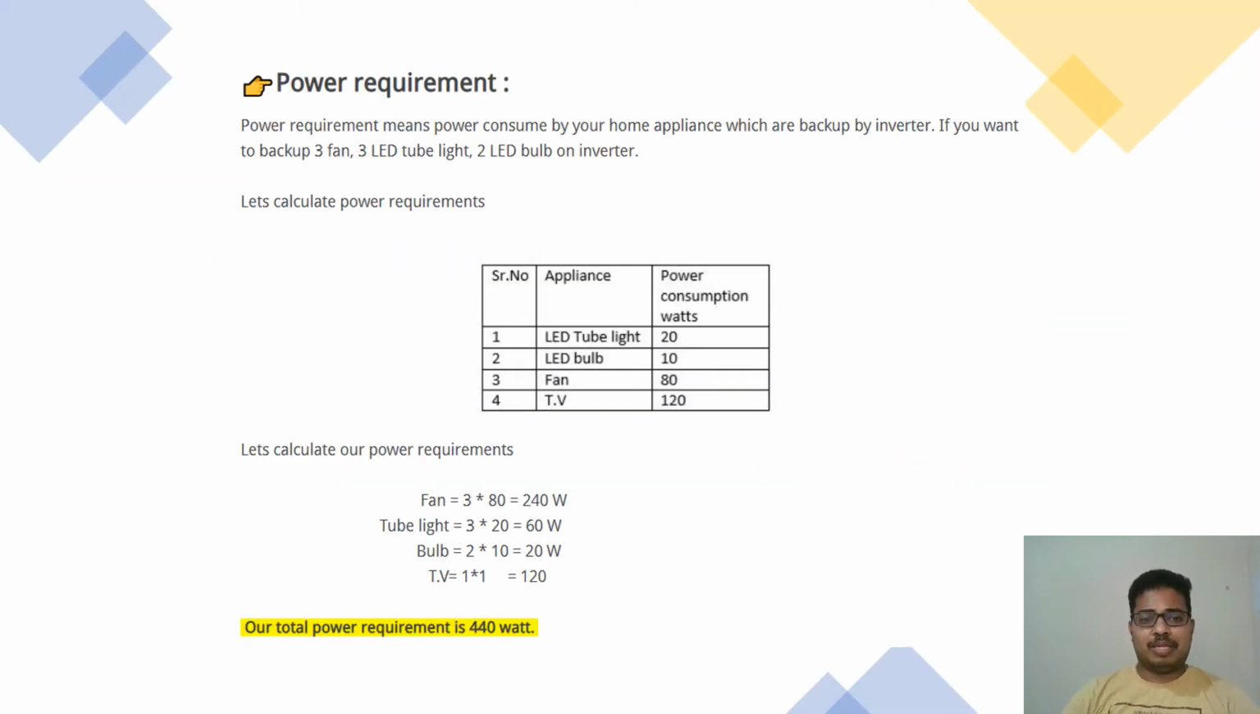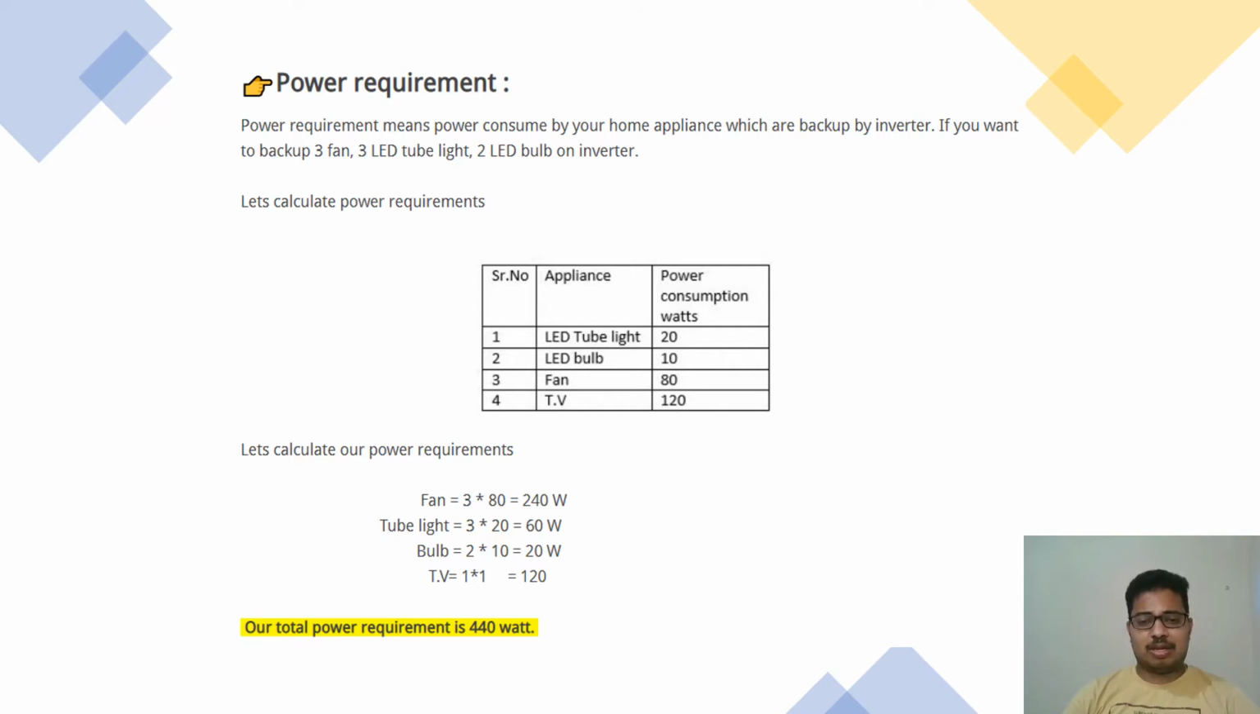So power requirement. As I told, power requirement means power consumed by your home appliances which are backed by the inverter. If you want backup, say 3 fans, 3 LEDs, 2 LED bulbs on the inverter, let's calculate power for this. Generally, I am assuming, say, a 3 bedroom house. We have a fan in every bedroom, 3 lights in every bedroom, and 2 LED bulbs, one in the hall and another in the kitchen, for example. So I considered power ratings.